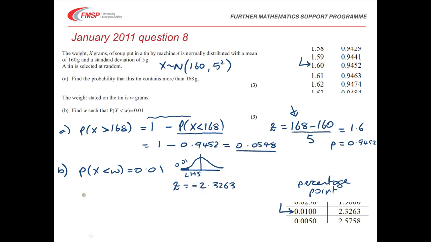Okay, so then we can unstandardize it. So we've got x minus mu over sigma must equal this z value.